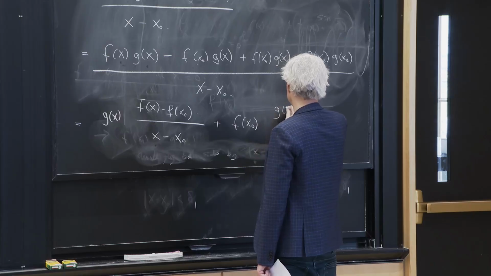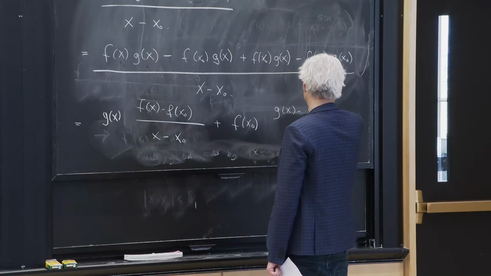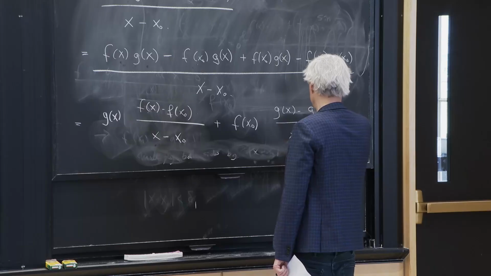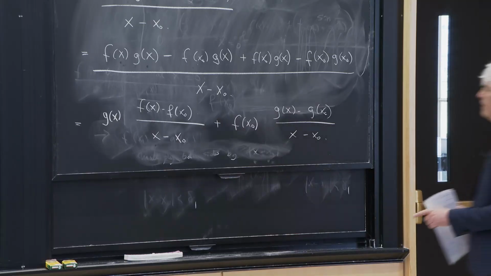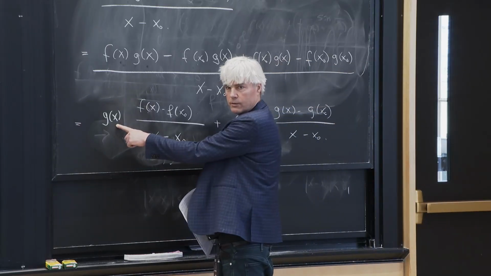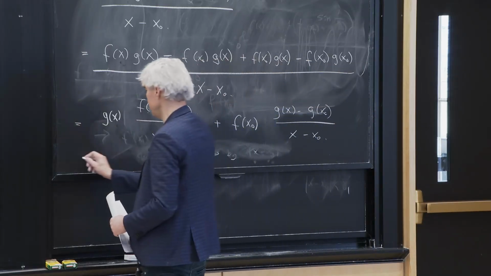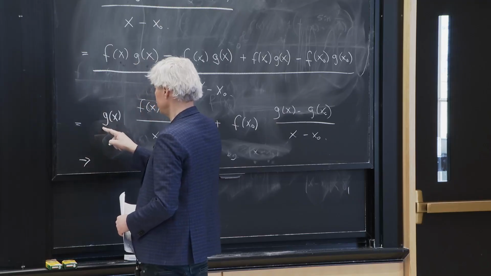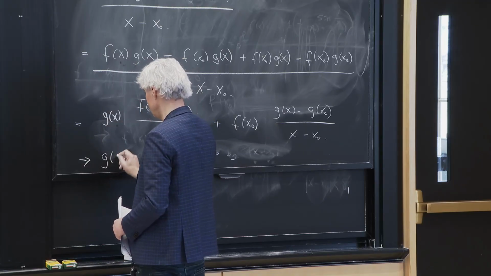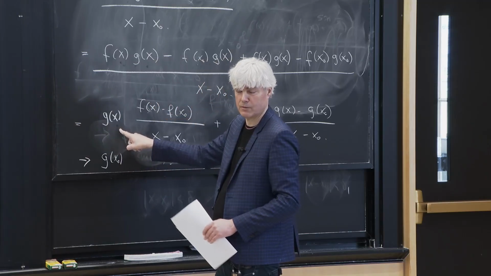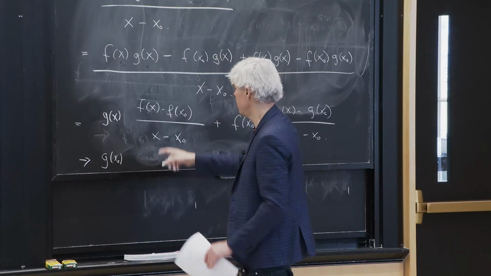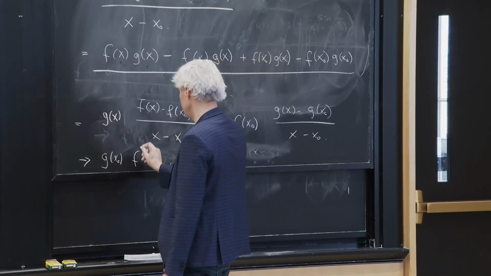And then I have g of x minus g of x0 over x minus x0, like that. But now you see that as x goes to x0, well, g was continuous at x0. So this thing here, as x goes to x0, goes to g of x0. That was because g was differentiable, so it was also continuous. This here goes to the derivative.